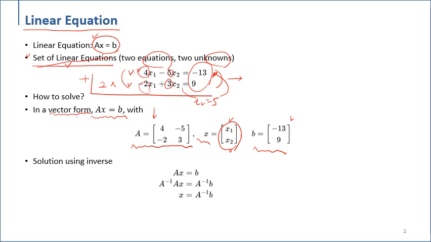And in this vector form, we can also solve for the solution by multiplying the inverse of A into both the left-hand side and the right-hand side. We can solve x is equal to A inverse times b.